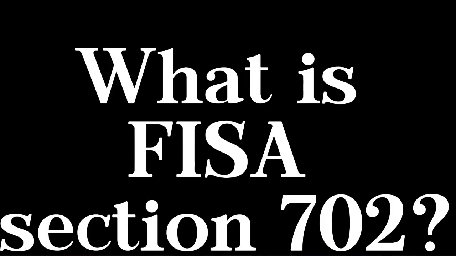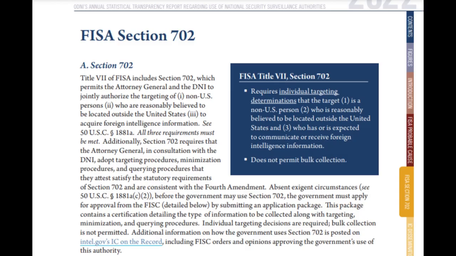So what is FISA 702? Section 702 is the law that enables the United States government to obtain intelligence by targeting non-Americans who are overseas and who are using U.S.-based communication services. At its core, FISA 702 is a provision within the Foreign Intelligence Surveillance Act that allows the U.S. government to collect intelligence on foreign nationals located abroad without requiring a warrant.